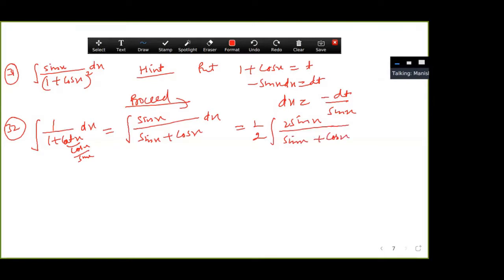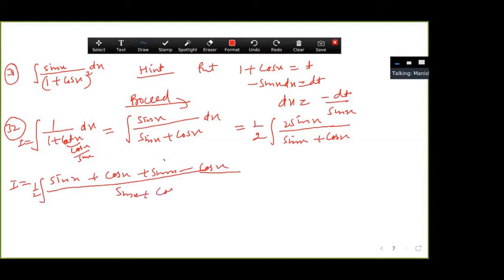Now in that question you have added or subtracted sin x. Here in this question you have to add and subtract cos x. It becomes 1 by 2 times (sin x plus cos x) plus (sin x minus cos x). Here 2 sin x can be written as sin x plus sin x, adding and subtracting cos x. This is sin x plus cos x.